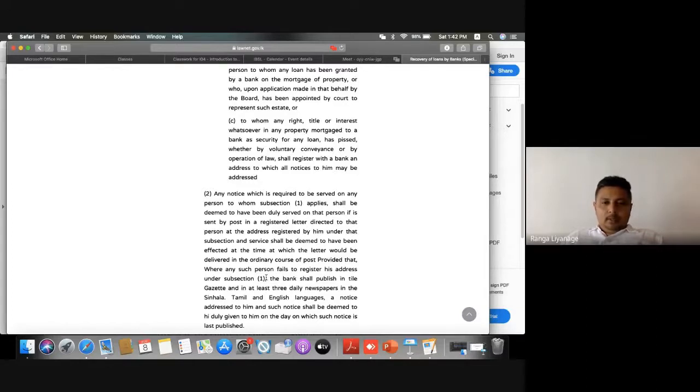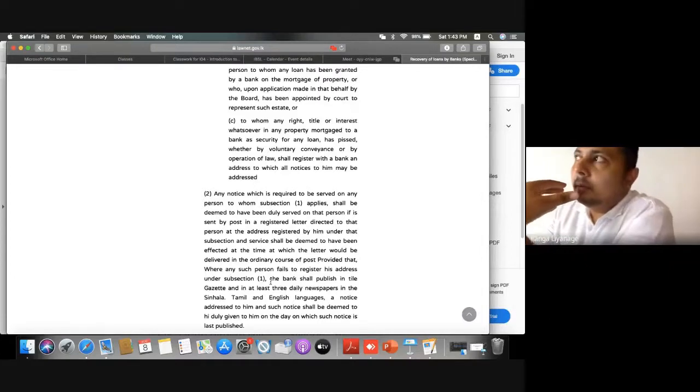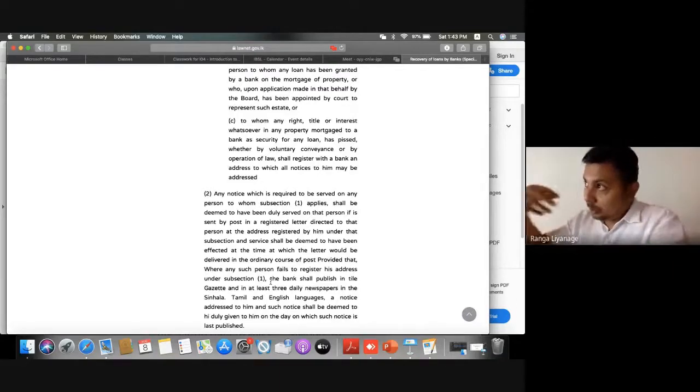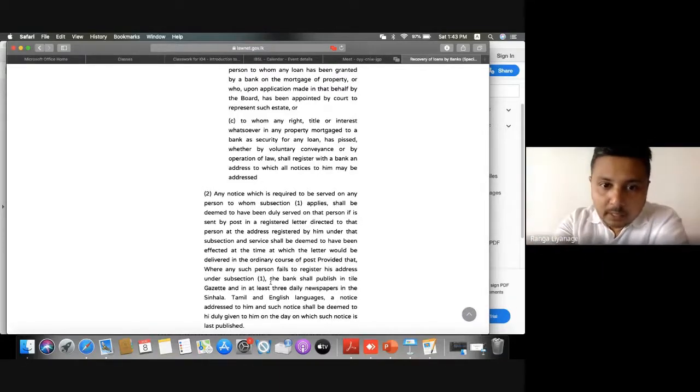Then it goes on to say, where such, the bank shall publish in the Gazette and in at least three daily newspapers in Sinhala, Tamil, and English language. So, in addition to the Gazette, at least three daily newspapers in Sinhala, English, and Tamil, a notice addressed to him. That is where there is no address, right? So, if there is no address, the first thing is, it's a deeming provision that any notice to be sent to the registered address, right?